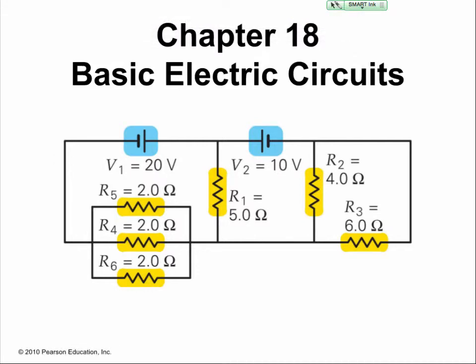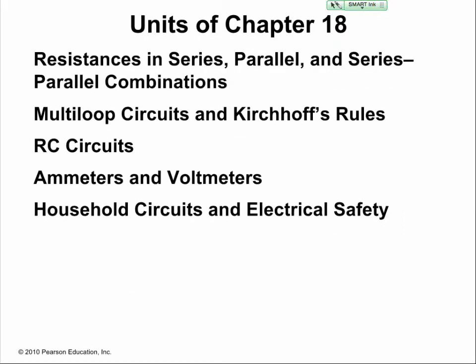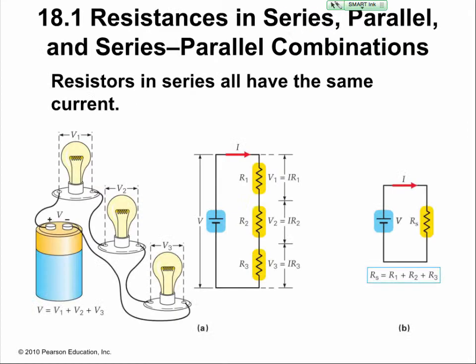Okay, so today we're going to talk about basic electric circuits. We're going to talk about the differences between resistances in series, parallel, and series parallel combinations, multi-loop circuits, Kirchhoff's rules, RC circuits, ammeters and voltmeters, and household circuits and electrical safety. So 18.1 talks about resistances in series versus parallel, and then the series parallel combinations.